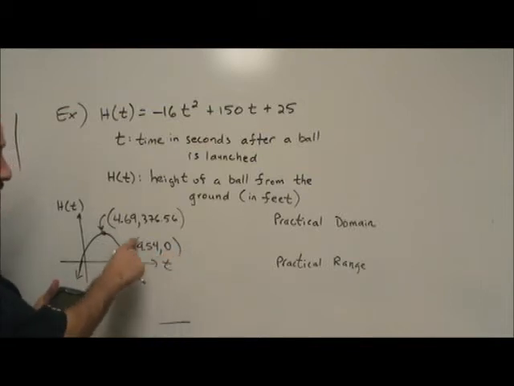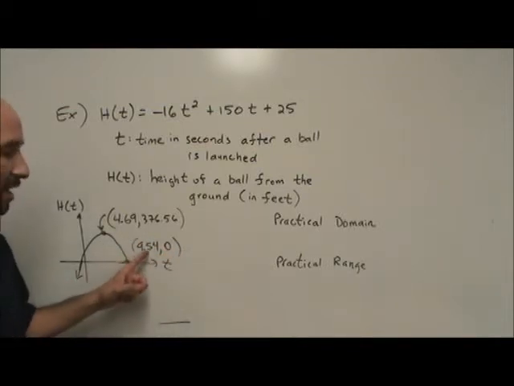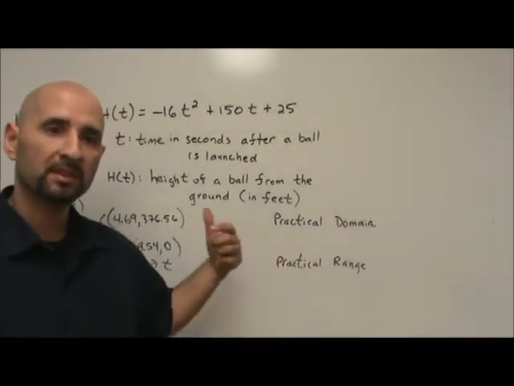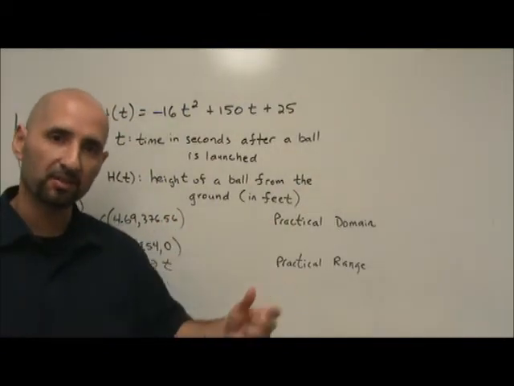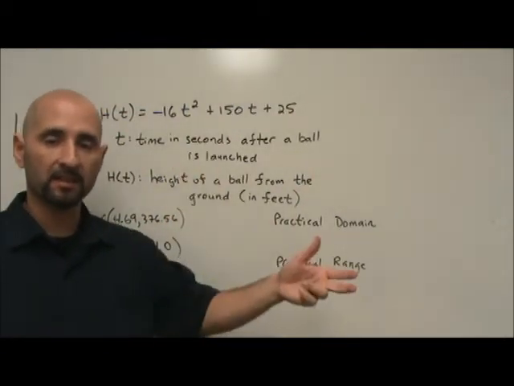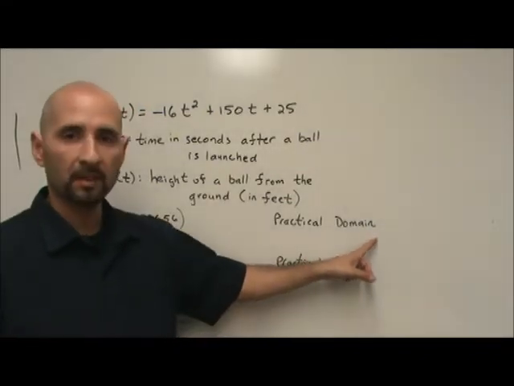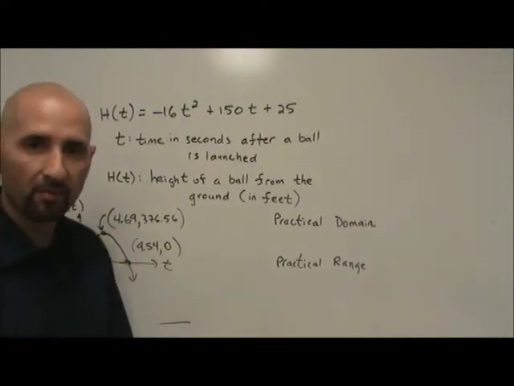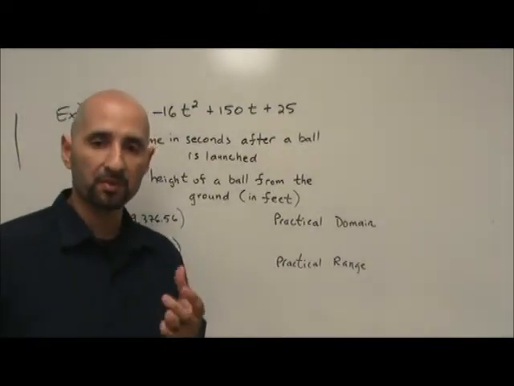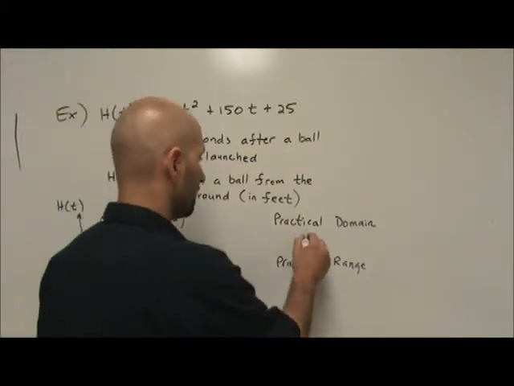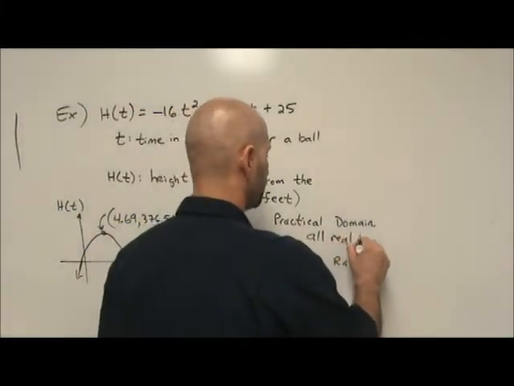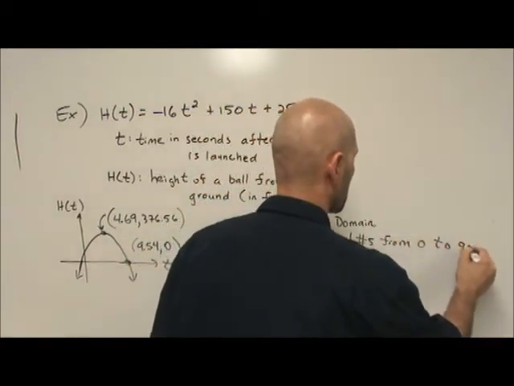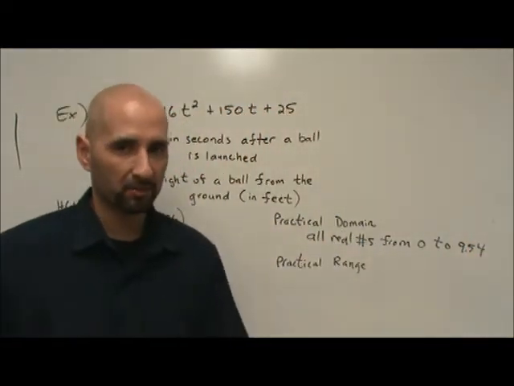It hit the ground. So we know the ball's in flight for that many seconds. And the practical domain asks us, what are possible t values or seconds that the ball's in the air until it hits the ground? And hopefully you're thinking, well, the t values then range from 0 to 9.54 seconds. So we'll say all real numbers from 0 to 9.54. So that is the practical domain.